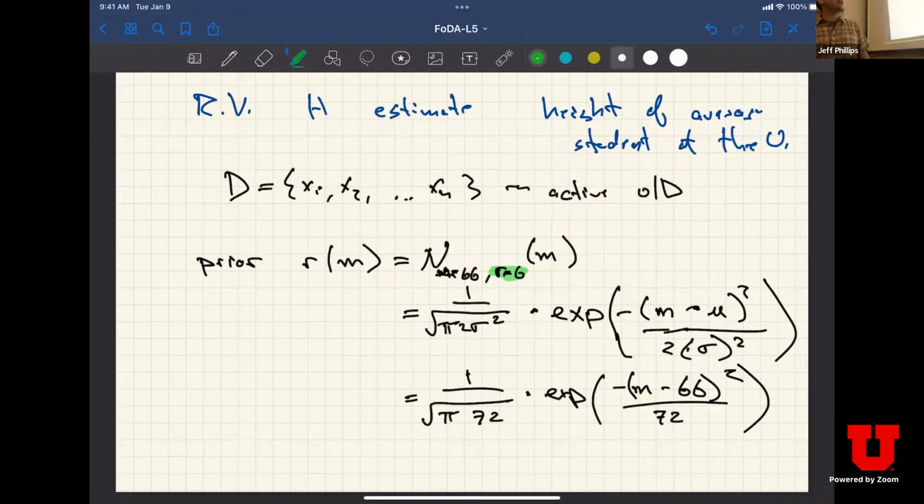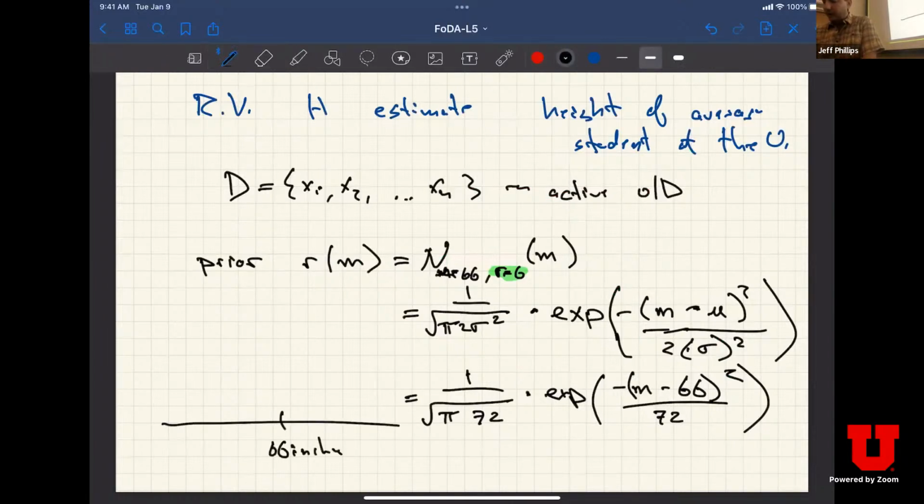My prior is a mean of 66. It's sometimes useful to think of plotting this, 66 inches, right? And it looks like a bell curve, and the standard deviation is about halfway up, how far out it goes. Roughly, that's a standard deviation. This is about 6 inches. So sigma equals 6. This is mu equals 66 inches.